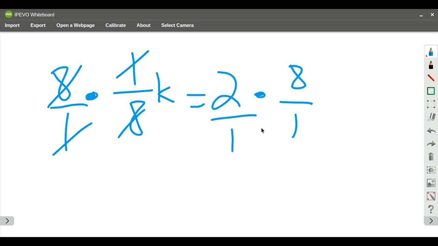So look to see if I can cross cancel. 2 and 1, 8 and 1. We're simplified as much as we can be. So this is going to be 16. K equals 16. Now I do my proof.